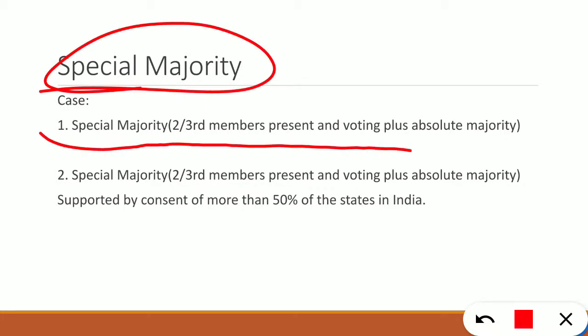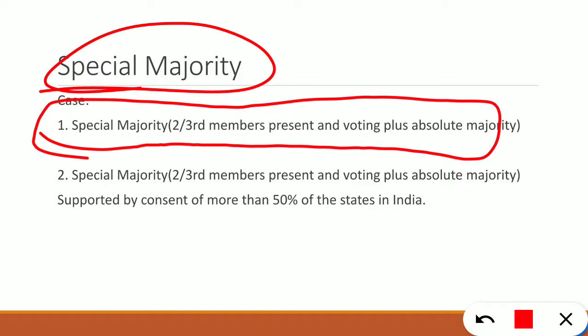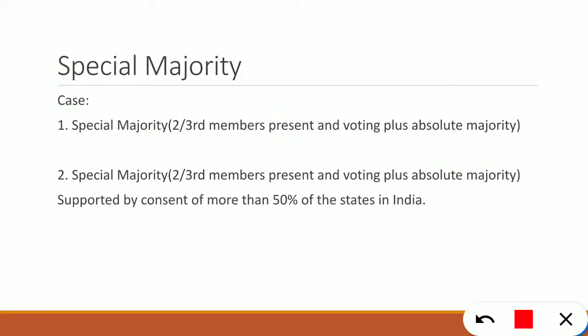First we have to understand what is special majority. So what is special majority? Special majority is two-third of the members present and voting. We know what is present and voting: we have to deduct from the total strength of the house the vacant seats and the people who are abstaining from voting. This will be present and voting.